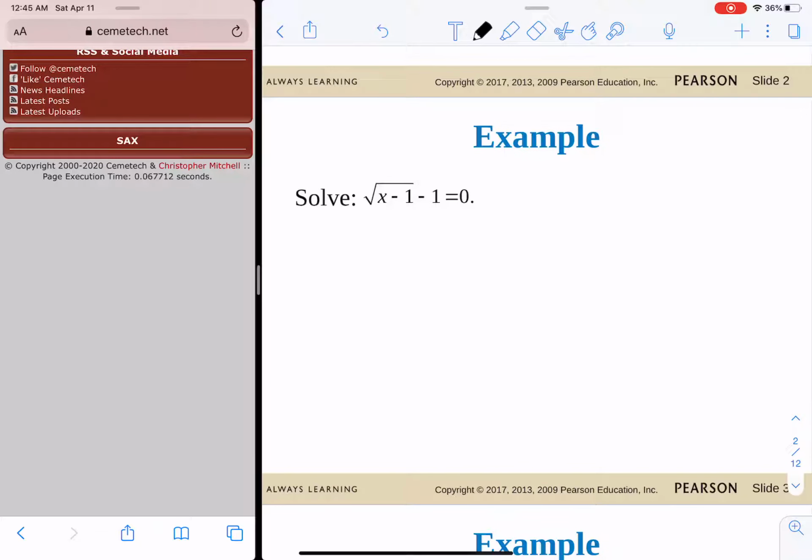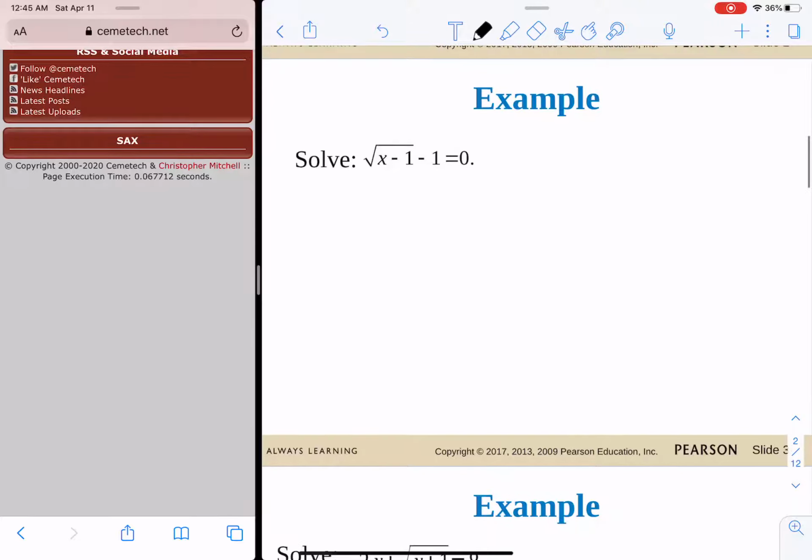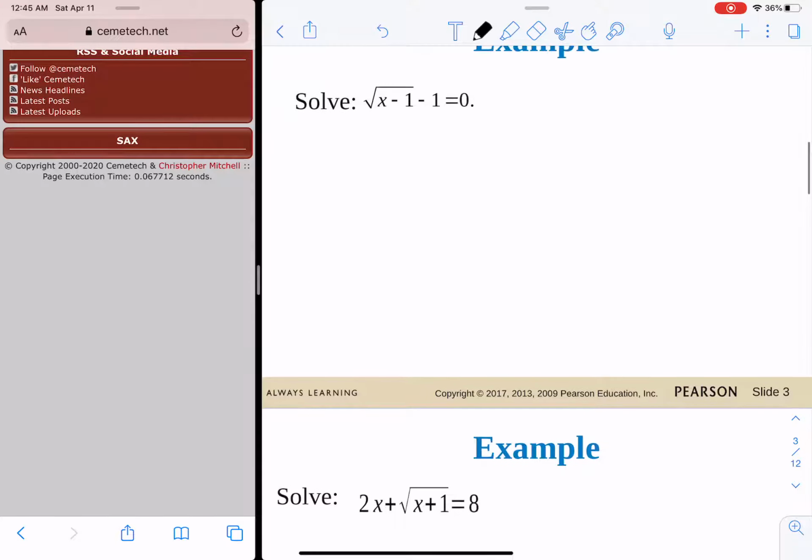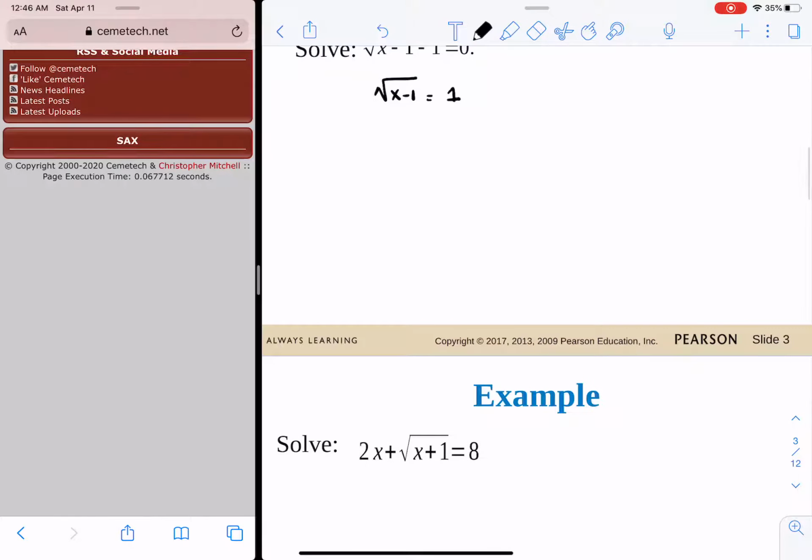This is something that we have to do when it comes to radicals. So the next one, we have a radical and a number. First thing to do is to move the number to the other side. If we do not do this, we're going to make the problem overly complicated. So now I have a radical on one side, a number on the other. We square on both sides.